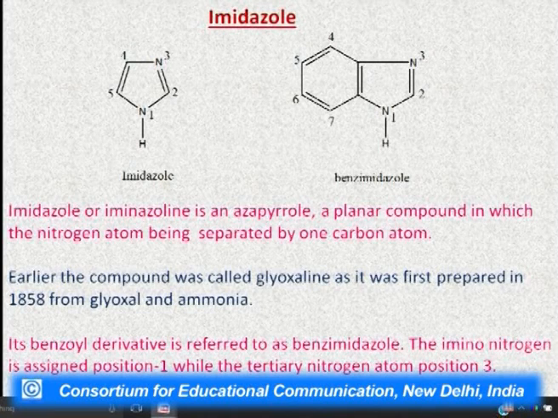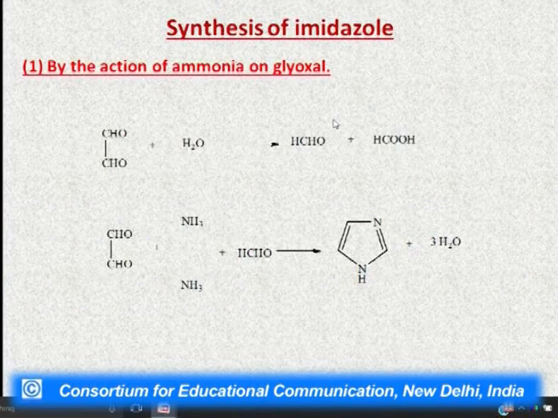The imino nitrogen is assigned position 1, while the tertiary nitrogen is given the position number 3. This numbering has been done in the imidazole structure. This nitrogen is number 1 and from the right side 2, 3, 4 and 5 are the carbons. Here is the structure of benzimidazole. Here also the numbering will start from the imino nitrogen and it will go to the tertiary nitrogen atom, then it will go to the benzene ring.